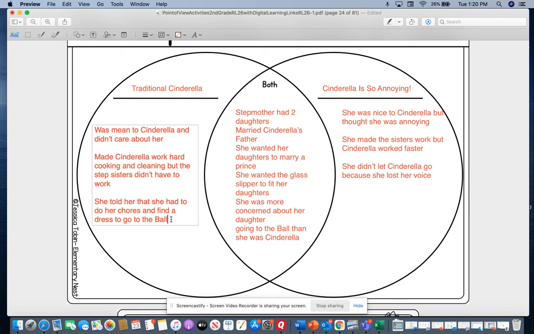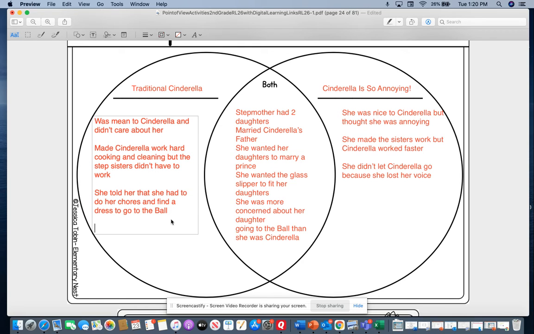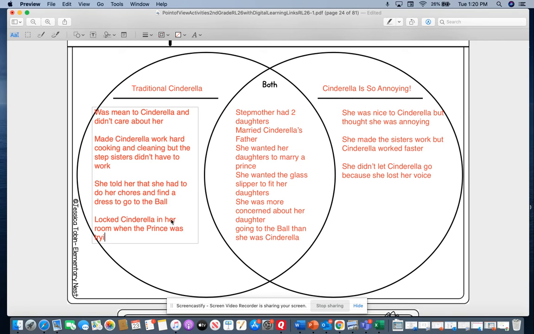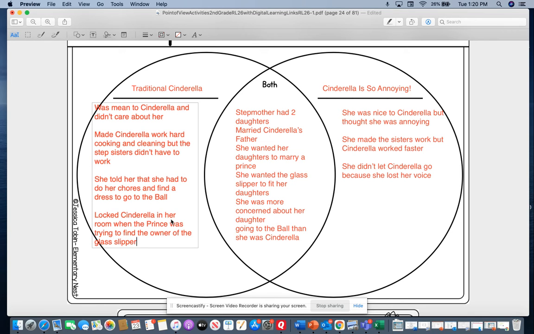In the traditional Cinderella, she locked Cinderella in her room when the prince was trying to find the owner of the glass slipper.